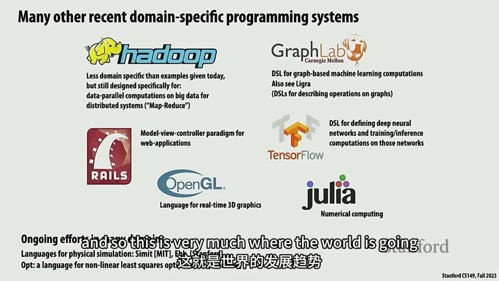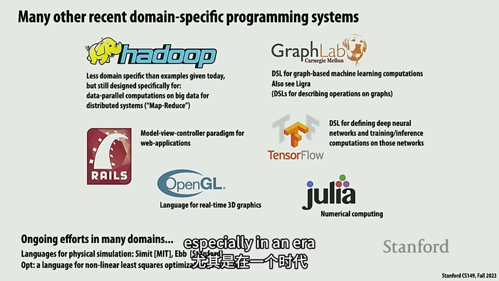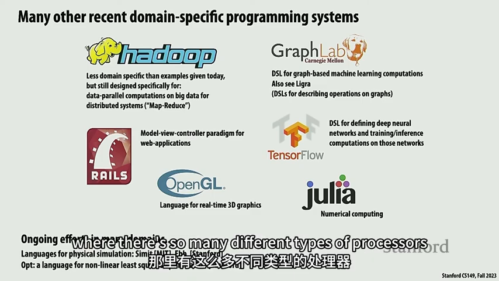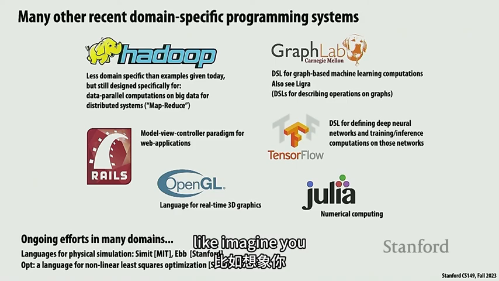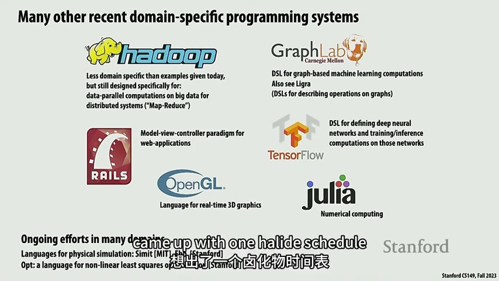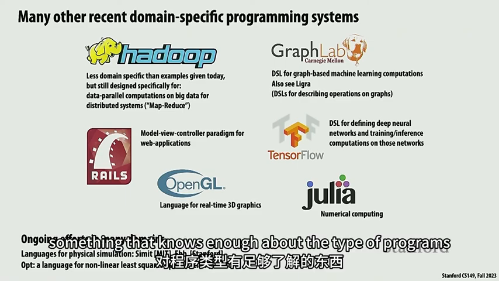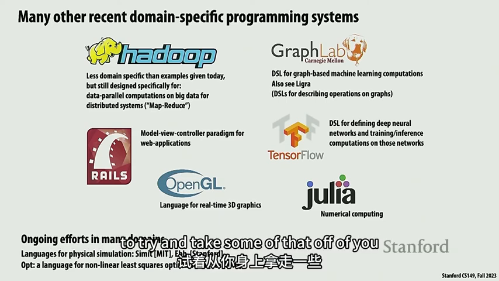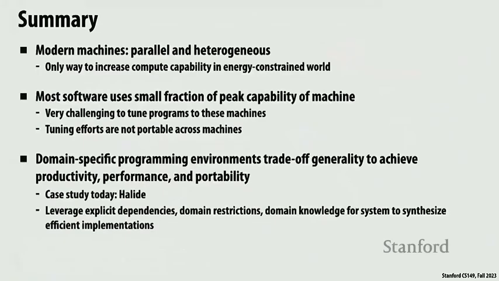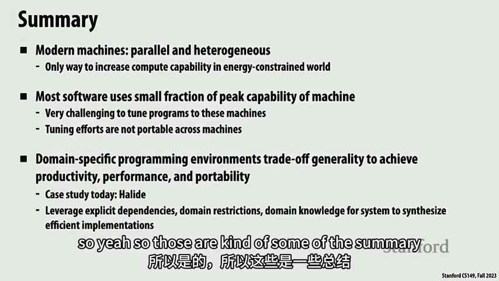This is very much where the world is going, especially in an era with so many different types of processors. Imagine you came up with one Halide schedule, and then you go to an ARM processor; you probably need another one. You want something that knows enough about the type of programs you're writing to take some of that off of you. Okay, so those are some of the summary.